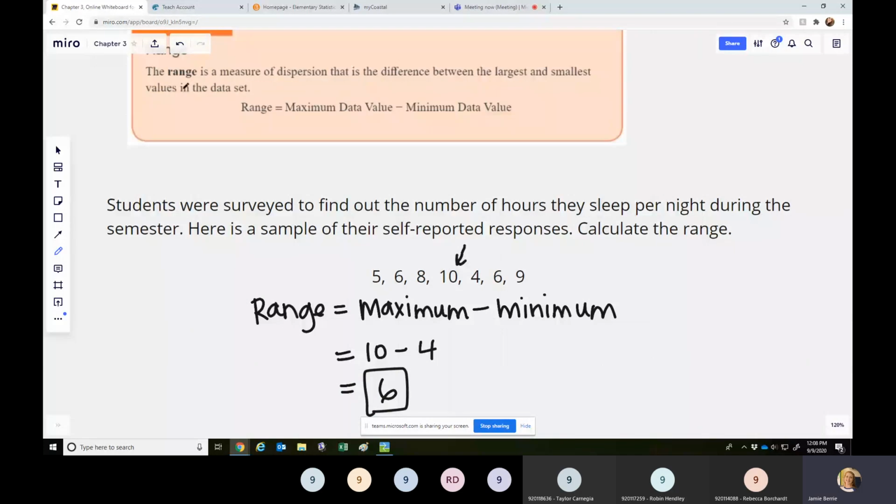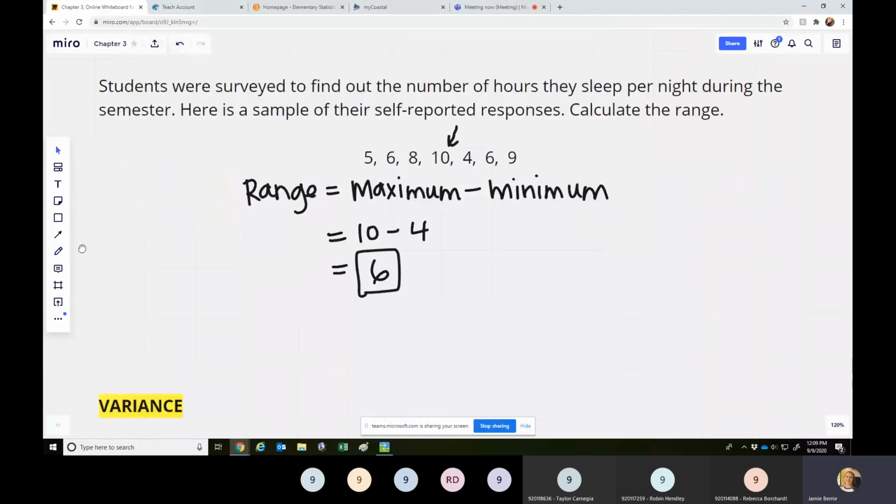Now, depending on the types of numbers you have in your data set, the range could have decimals in it. It's okay if you get a question and you have a range that's like, say, 6.2 or 6.01. That's totally fine. It just depends on the types of numbers you have in your data set.